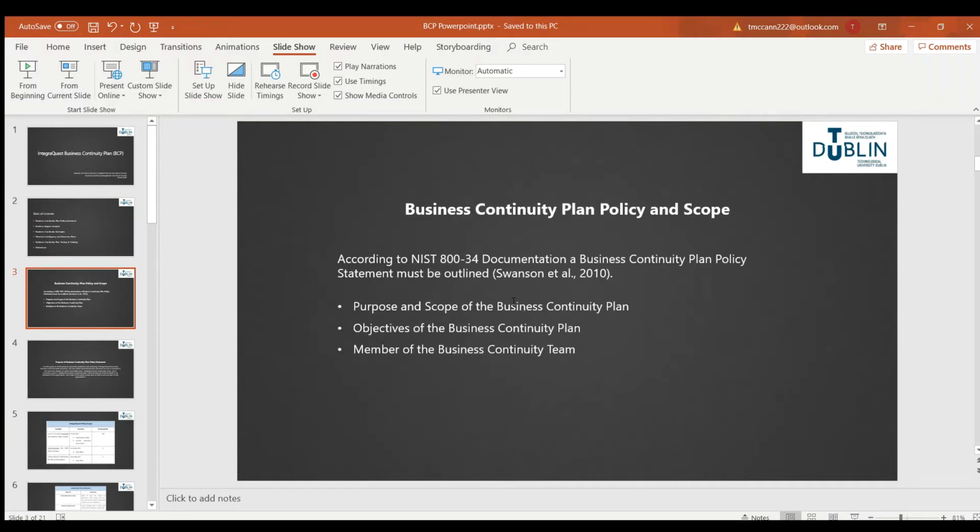According to the NIST 800-34 guidelines, a business continuity plan policy statement outlines the main requirements and objectives of the plan being developed. Included in the BCP policy statement for IntegraQuest is the purpose and scope of the plan, the objectives of the plan, and the members of the business continuity team for the plan.